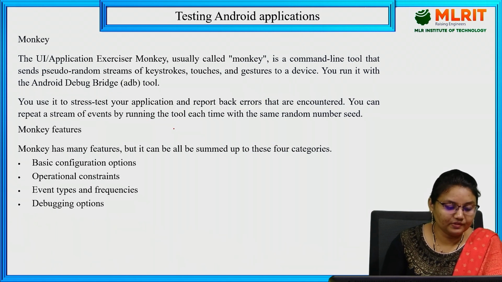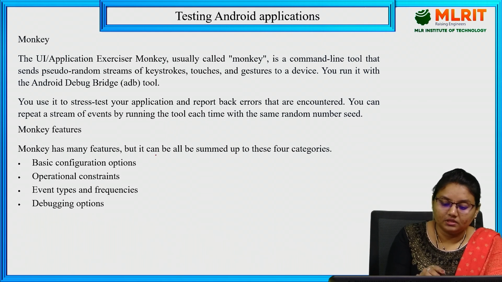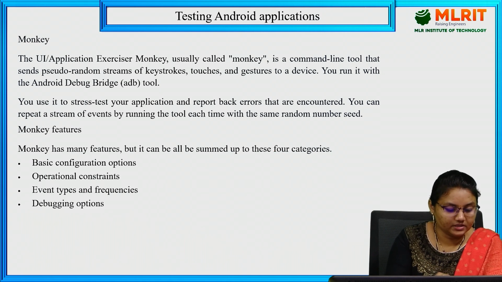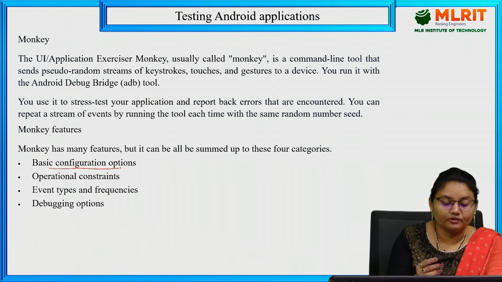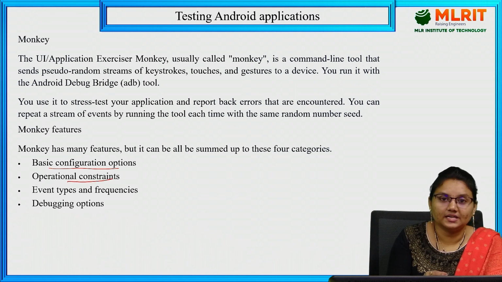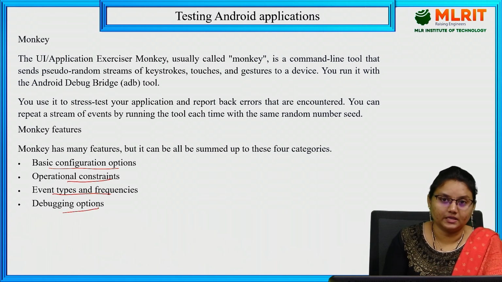Now here monkey features. What are the different features of monkey? The main features that can be used by using this monkey are summed up in 4 categories. What are those? Basic configuration options. What are the configurations you are using? Operational constraints, event types and frequencies, and debugging options.